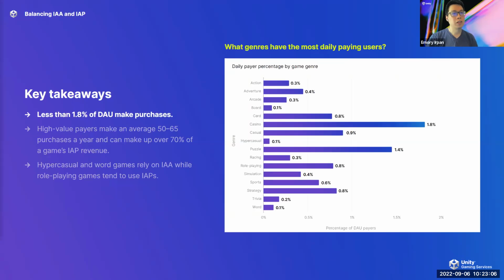Overall, on average, less than 1.8% of daily active players will actually make a purchase. This is, of course, a really low number. We'd all love it to be higher. And it actually drops significantly for genres that feature more in-app advertising, such as word games and hyper-casual titles. But bear in mind that these are average numbers and are therefore skewed to the right because many of the smaller games have very low number of paying users.